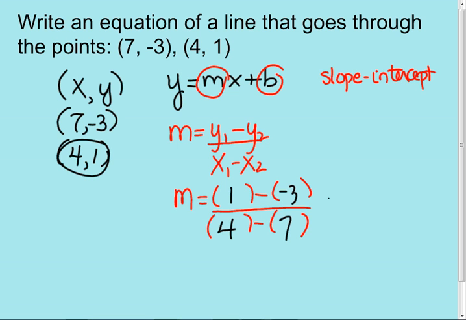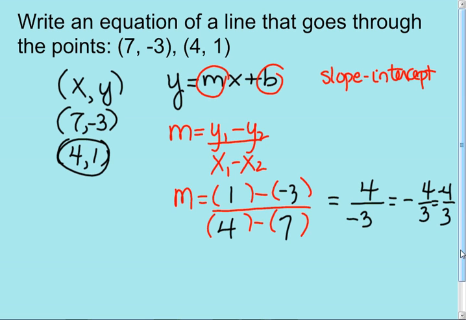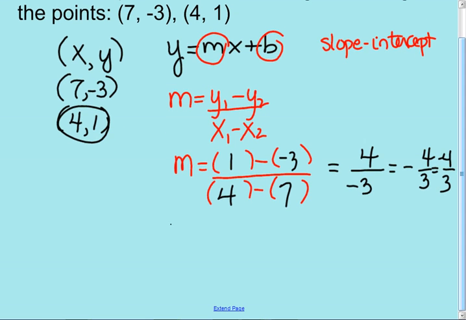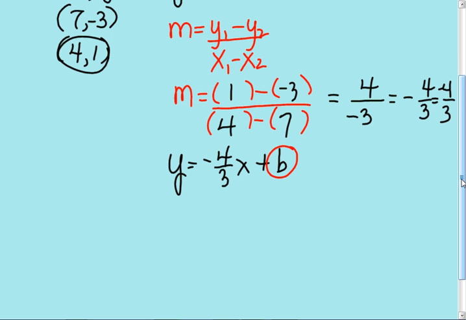Okay, so what's the top number? Now, you can write that this way as well, or you can write it this way. They're all the same thing. Okay, so now let's put that into our equation. y equals negative 4/3 x plus b. Now what do we have to find? This is the hard part. How do you remember how to find the y-intercept? TJ, do you remember how to find the y-intercept?